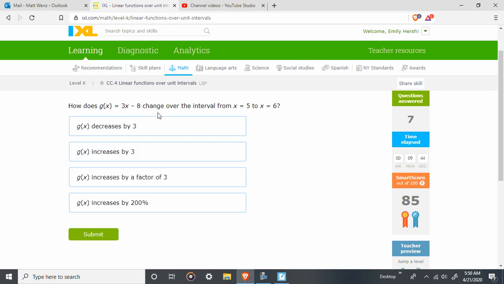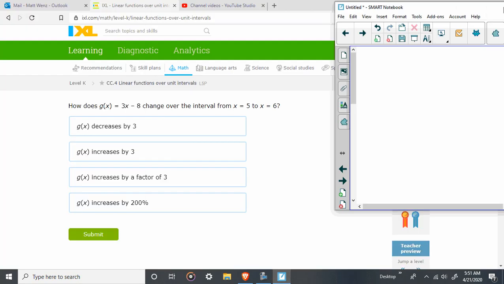But just to show you, 3 times 5 minus 8 and 3 times 6 minus 8. Well, 3 times 5 is 15. 15 minus 8 is 7. Look at 6. 3 times 6 is 18. 18 minus 8 is 10. So it went from 7 when I plugged in 5 to 10. I'm sorry. Let me write it out. I'm trying to do this fast for you guys.